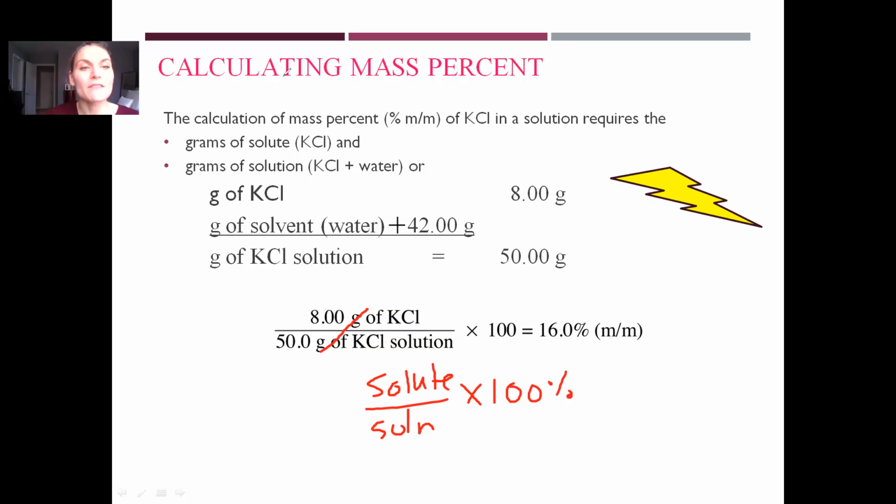And again, they have to give you the grams of the solute and they have to give you the grams of the solvent at least. You have to have one or the other. Doesn't matter which one, but you have to have one or the other. They can either give you the grams of the solution or they can give you the grams of the solvent and you can just total it up yourself.